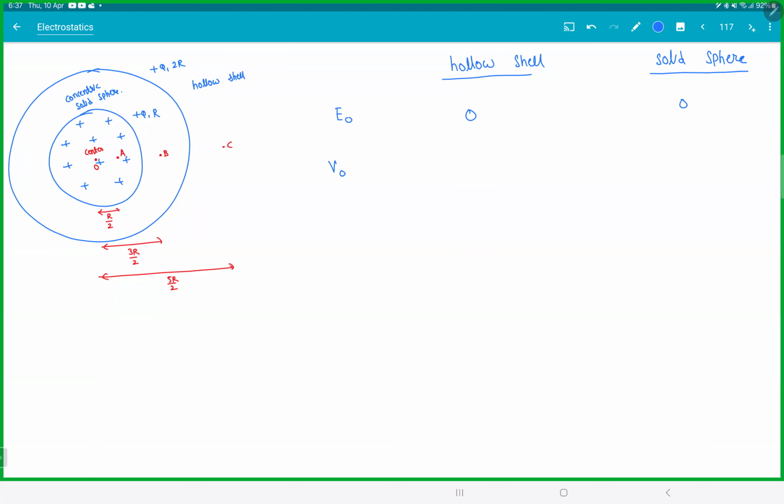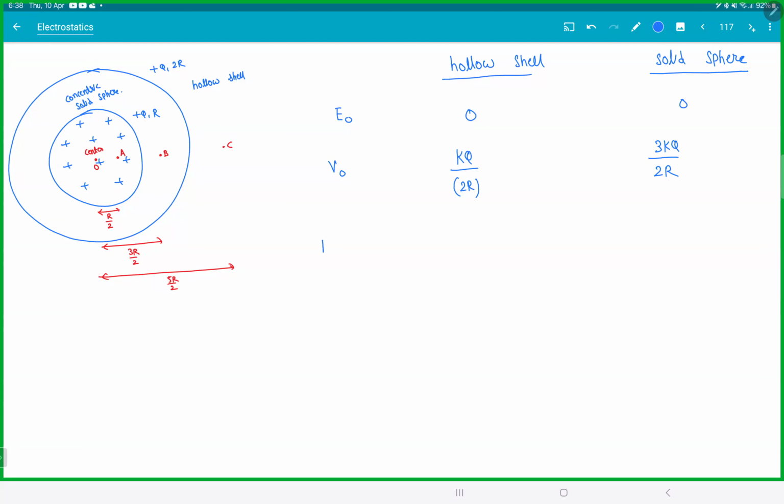Next thing, potential at O. For a hollow shell, where is point O? Inside. For inside, what is the formula? KQ by radius. Remember, the radius has become 2r. Don't write KQ by r. The radius of the hollow shell is 2r. For a solid sphere, what is the potential at the center? It is not 0. It is 3KQ by 2r. Add both of them and you'll get the potential at the center. Are you getting what we're doing?